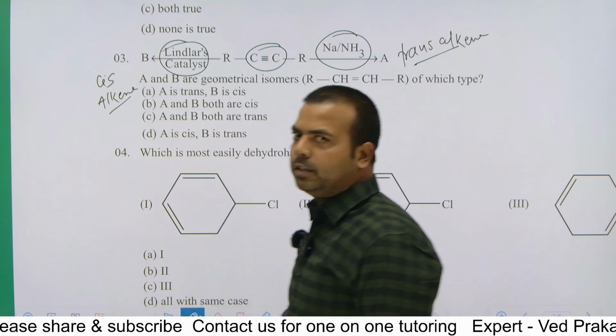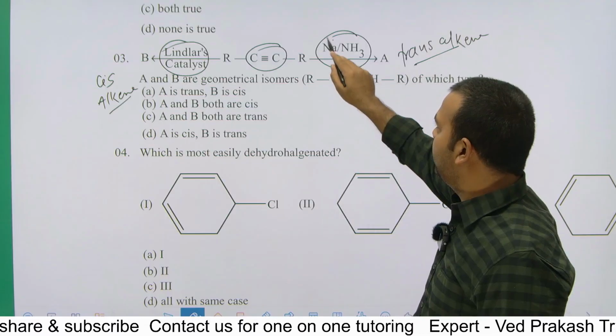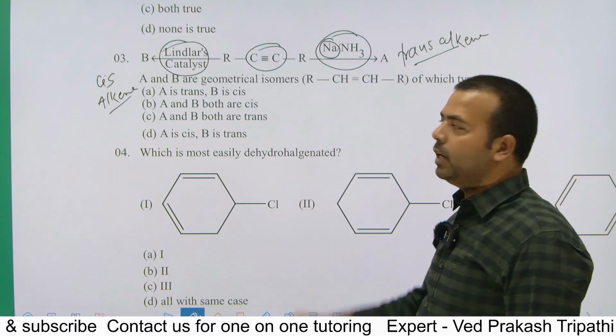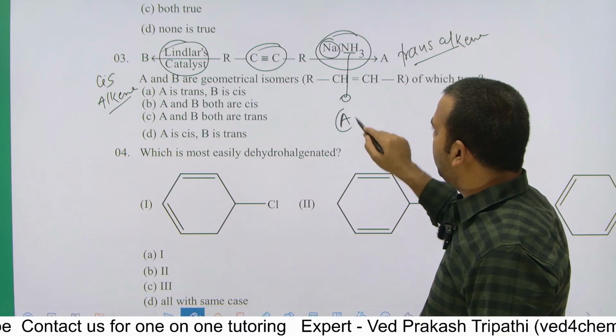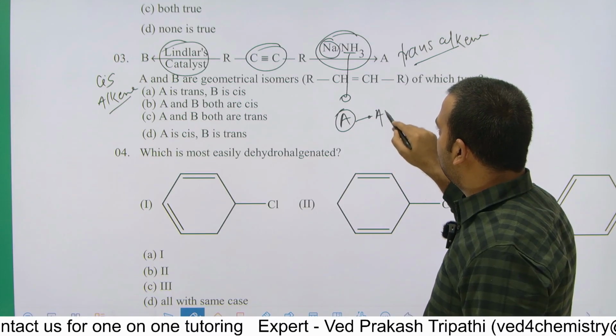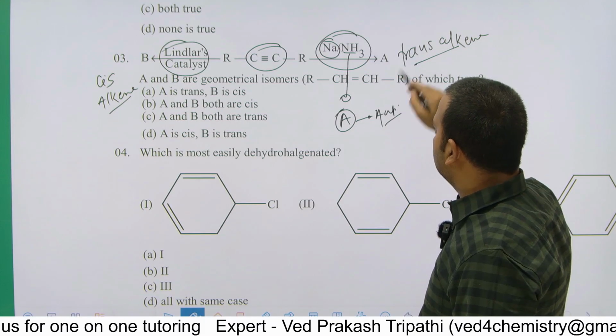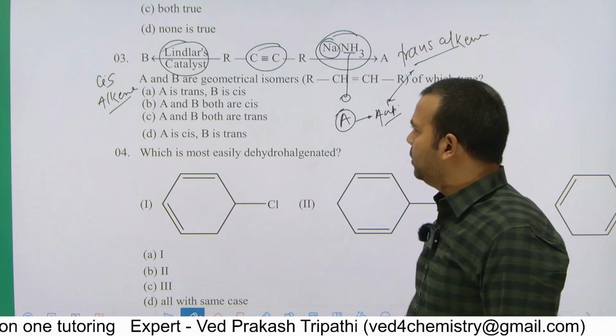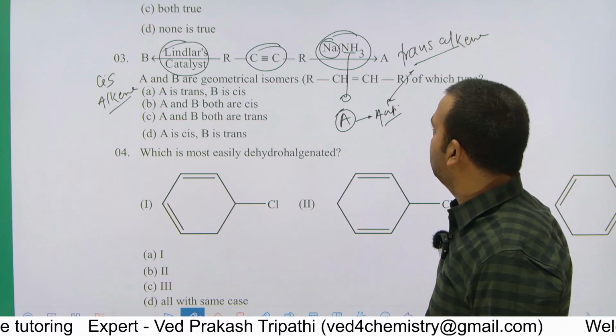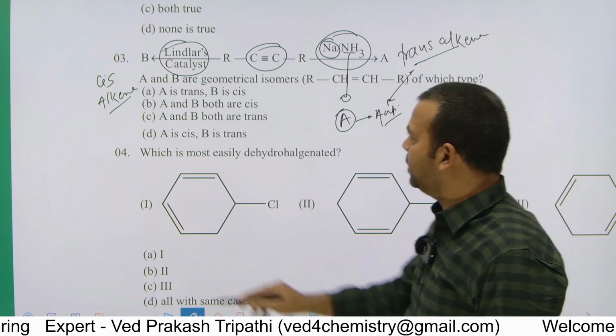You can memorize this. Look at this Na, and this is ammonia. Ammonia starts with the alphabet A, so A sounds like 'anti'. Anti is the same as trans. So we can correlate like this is trans. So A is trans, B is cis, option A.